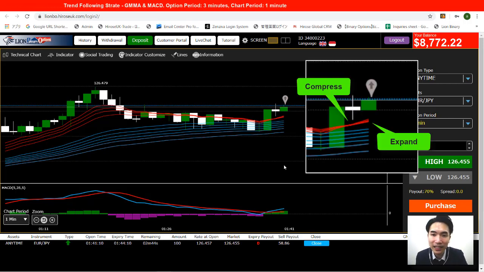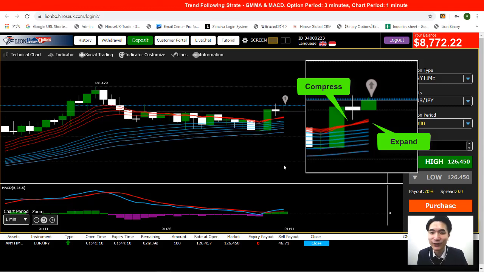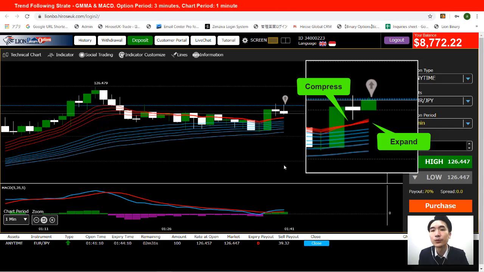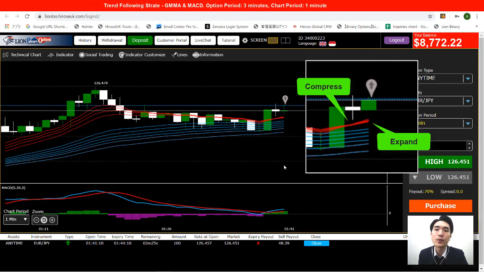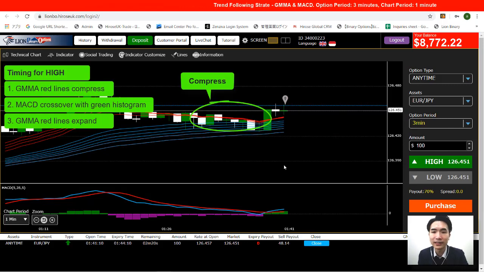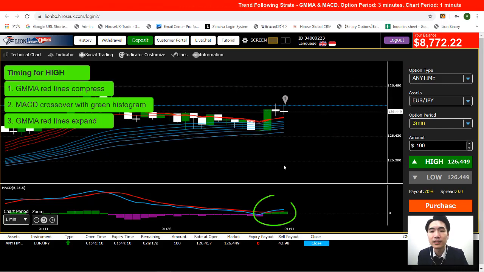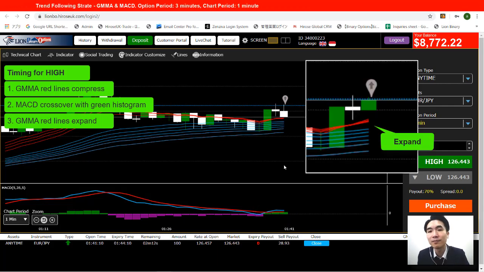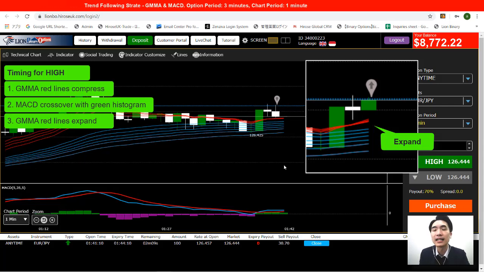So it actually compressed to a point that it has to expand. So you see here it was going downward and then started to go upward and then expand. So that is what happened when you use the GMMA. That's what you're gonna see when you use the GMMA. So here it was compressing for a long time, and then finally the MACD crossover and gives me a green histogram, and I move back to the GMMA, and that was the moment that it started to expand, and that's why I opened that trade there.